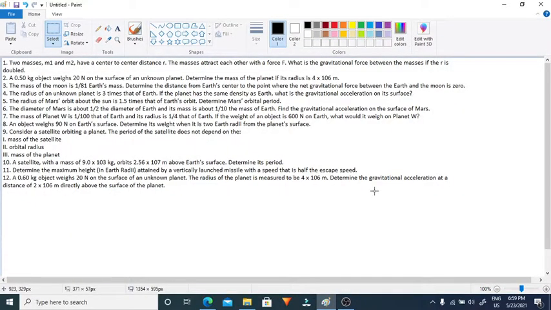Hello everyone. Today we'll be doing the AP Physics C problem set 13. There's only 12 questions on this one, so it shouldn't take too long. We'll start with question 1.